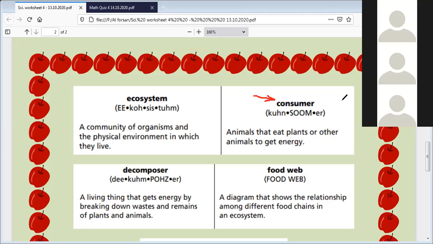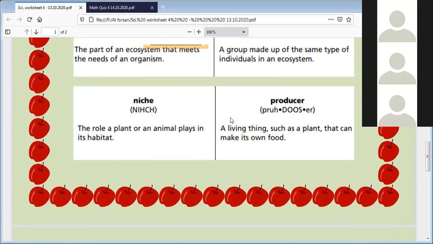Yes, mister. What is the difference between producer and consumer? The consumer, animals that eat plants. A decomposer... No, no, no. I don't ask you about decomposer. I ask you about producer. Producer is... Okay, let's see. Producer, a living thing, such as a plant, that can make its own food.